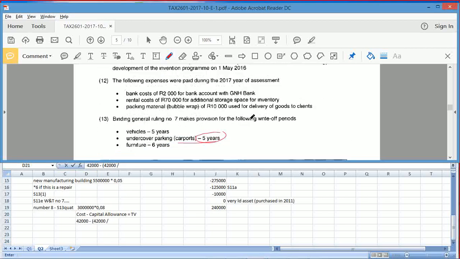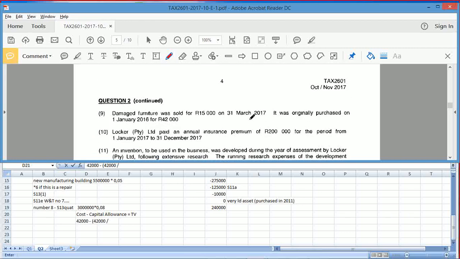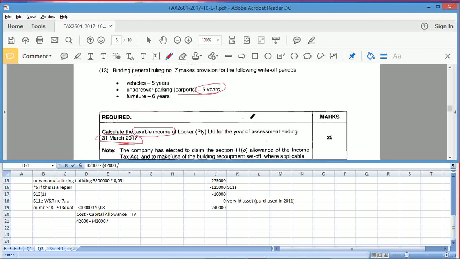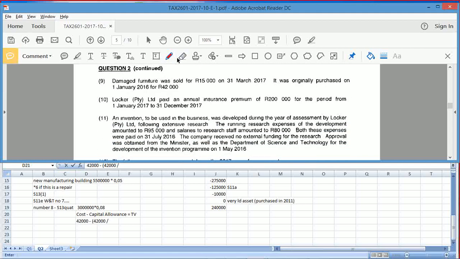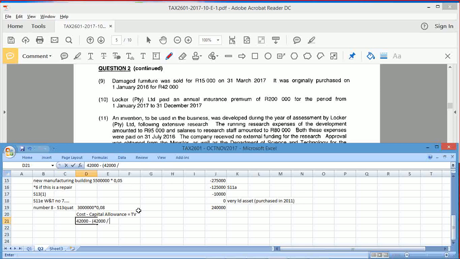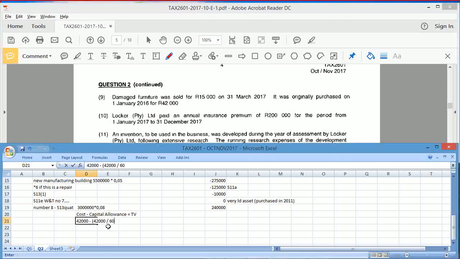What's the depreciation method for this? Vehicles, 5 years. No, it's furniture, 6 years. Furniture, 6 years. Yes, sir. Okay, so divided by 60 years. What's the 60 years? 60 years sounds very long. 6 years. Okay, 6 years. Yes, 6 years, 60, that's way too long. So 6 years divided by 6 years.